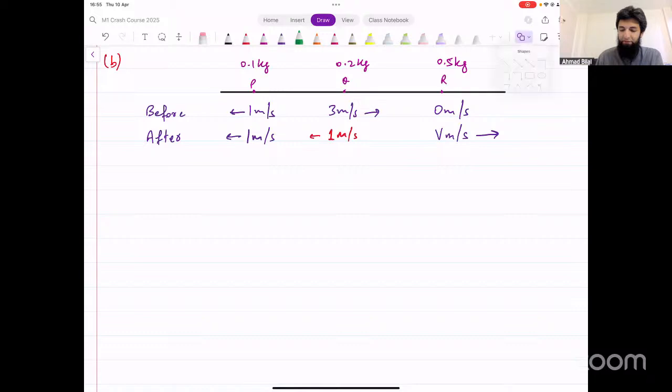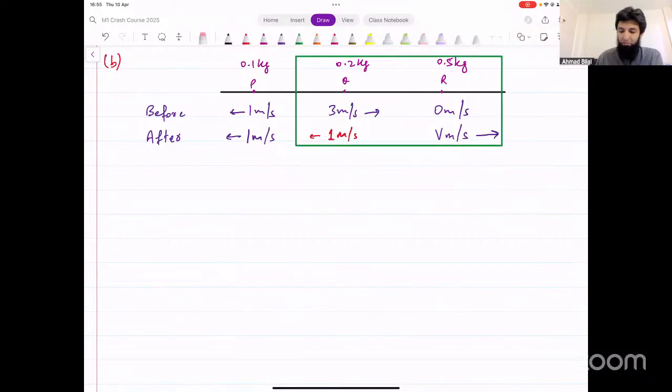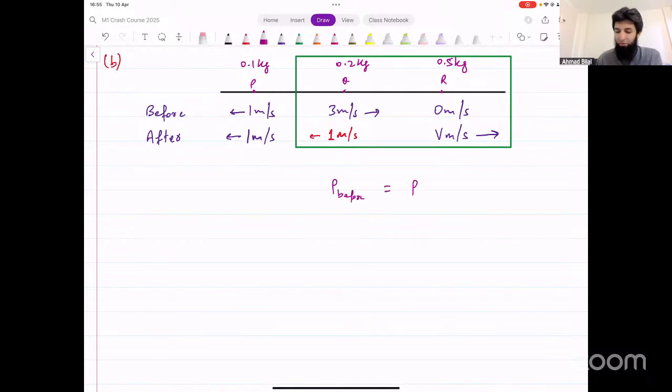In this case, if we were to apply conservation of momentum on these two particles, what would we get from that? Momentum before collision should equal momentum after collision. What's the momentum before collision? Momentum of Q, that is 0.2 into 3, plus momentum of R, that's 0.5 into 0. That equals momentum of Q after collision, which is 0.2 into -1, plus 0.5 into V, which is the momentum for R.